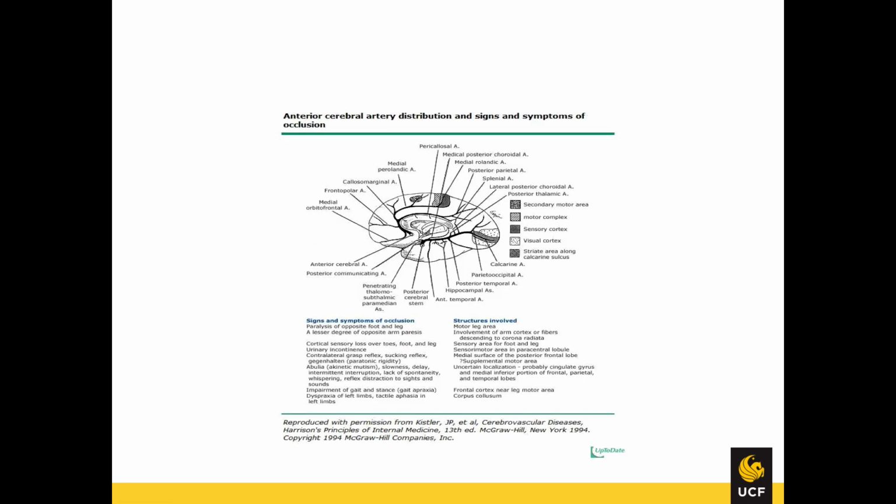And then the anterior cerebral artery distribution, you can see here as well, is quite extensive. Look at all the branches off of the anterior cerebral artery, and you can see these are going to be much more specific. Things like paralysis of the opposite foot and leg. You're going to have some slowness, delay, intermittent interruption, lack of spontaneity, those types of things that are going to be more prevalent in an anterior cerebral artery distribution.